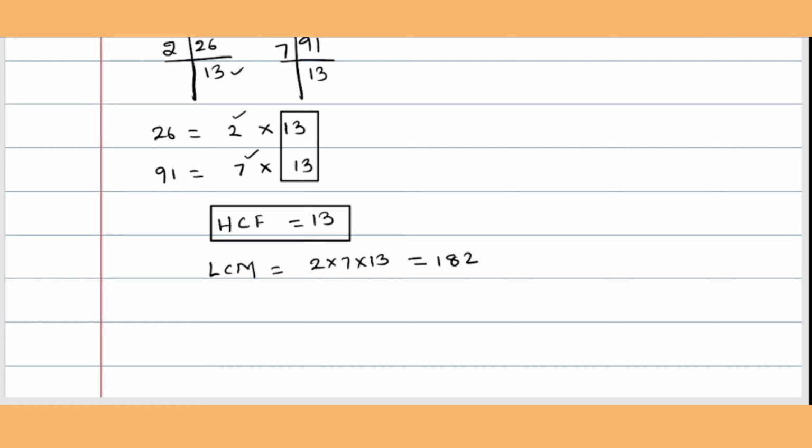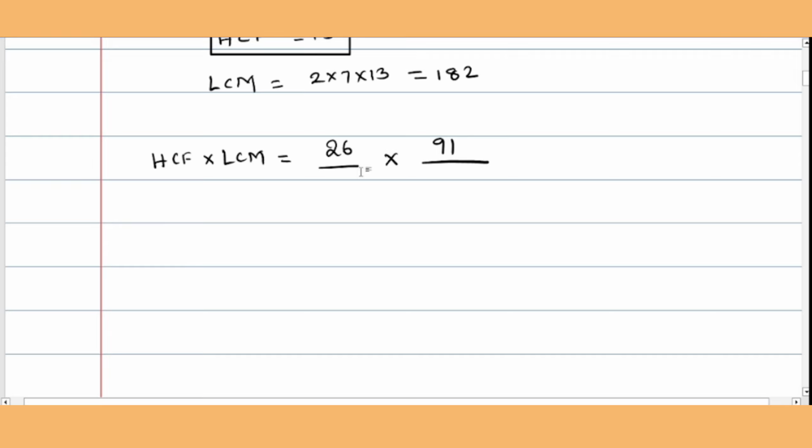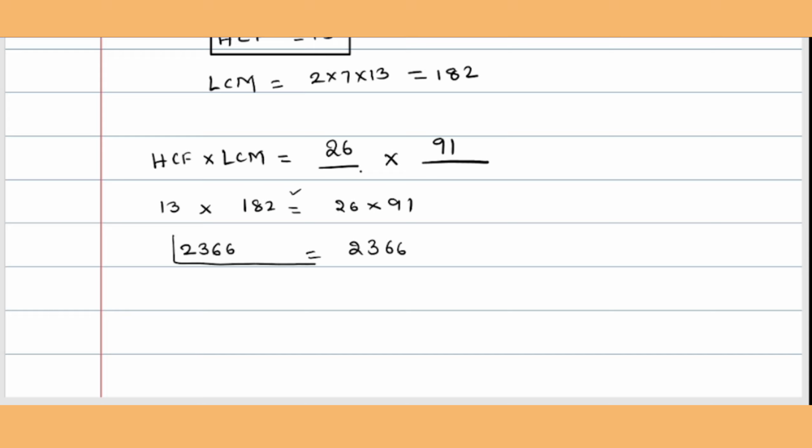Now we have to verify the given HCF and LCM and their product. The HCF multiplies LCM equals product of the two numbers, that is 26 and 91. Now the HCF is 13 multiplies LCM is 182 equals 26 multiplies 91. So 13 multiplies 182, we get 2366, and when 26 multiplies 91, we get 2366. So both are equal.